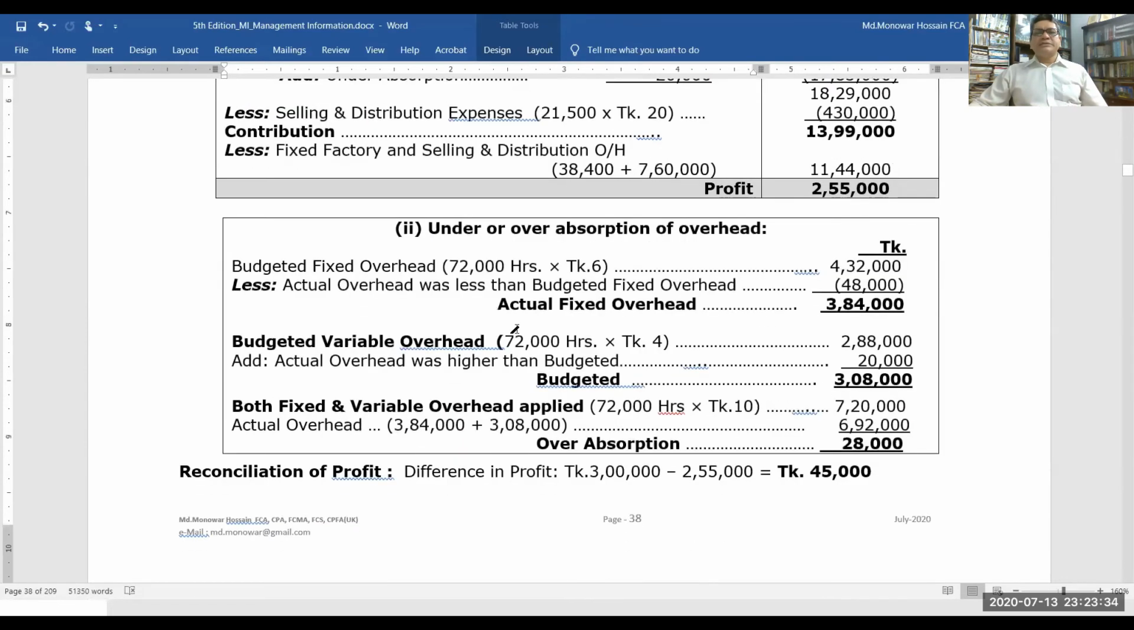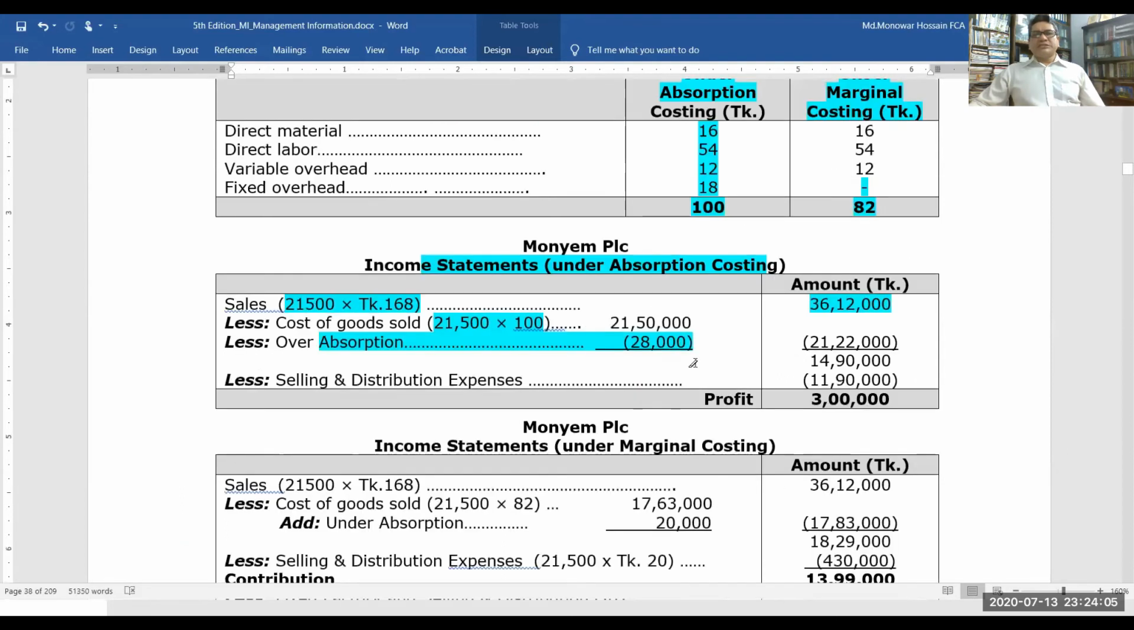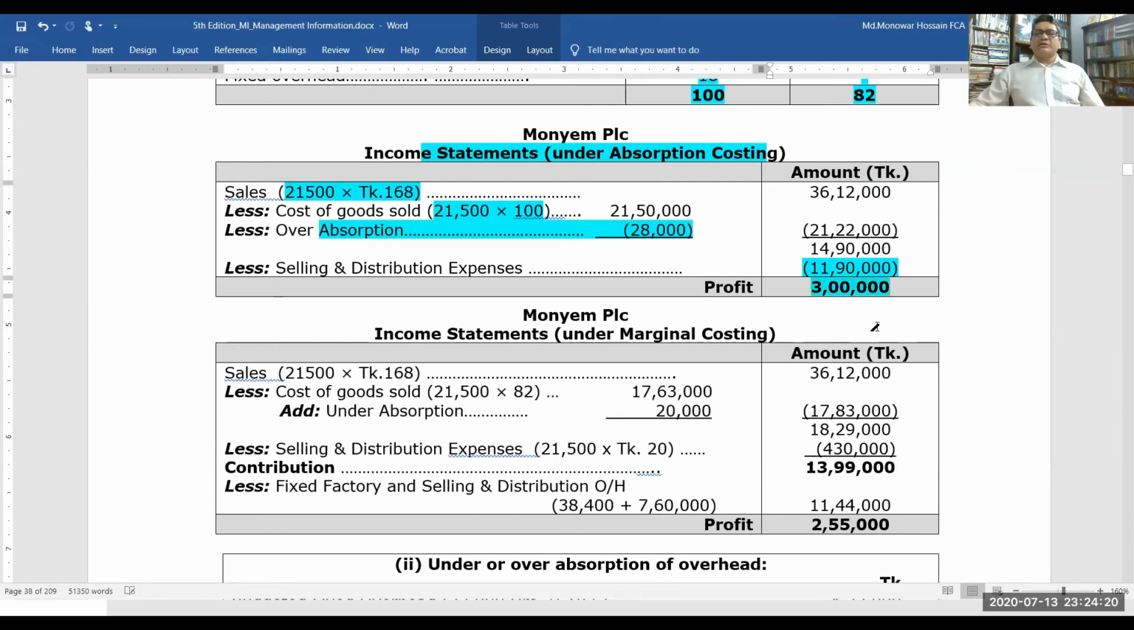28,000. How we calculate it? Both fixed and variable overhead applied 72,000 hours, taka 10, 760. Actual overhead 384 plus 3 lakh and 3,08,000. So difference is over absorption 28,000. This 28,000 is come here, 21,22,000. And if we add the selling and distribution expenses as per the question, 11,90,000. Okay, then we will get profit 3 lakh.